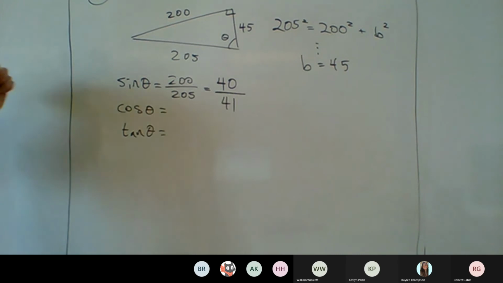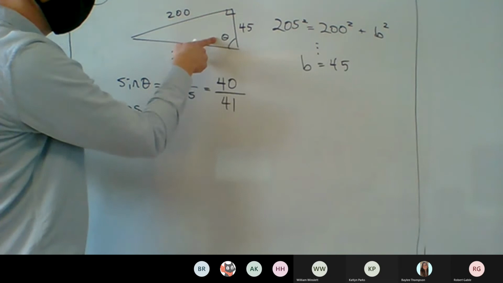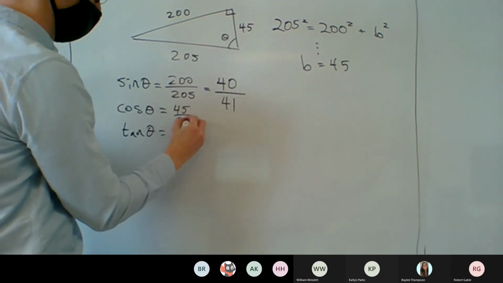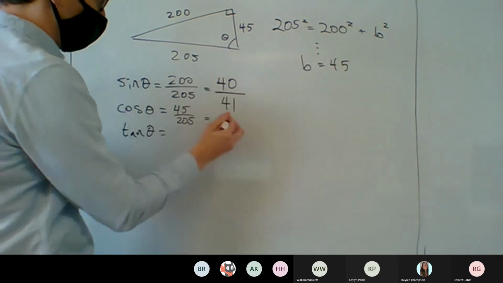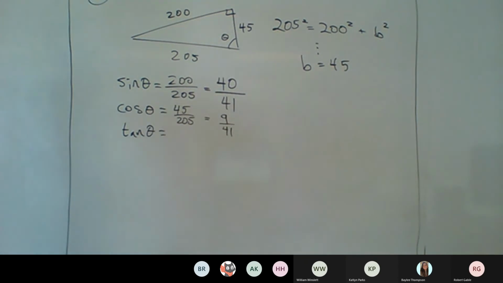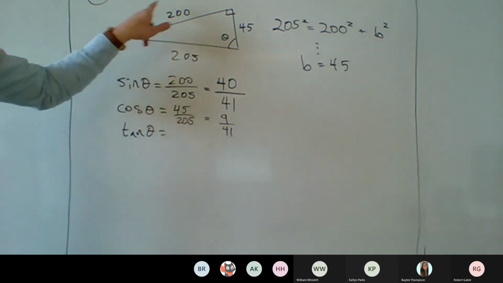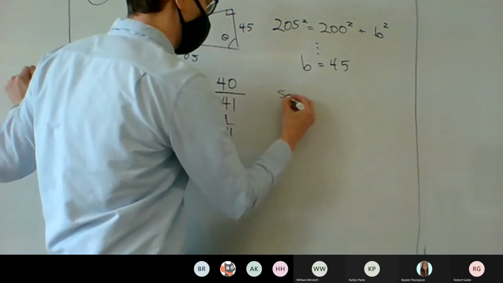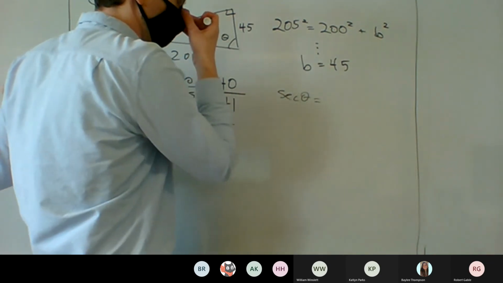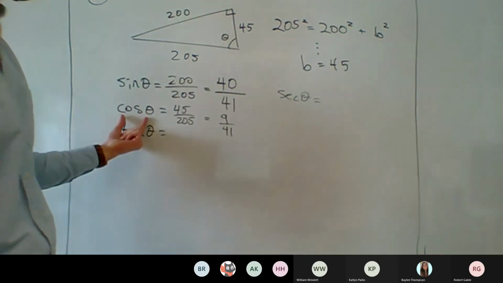Okay. Cosine of theta is going to be adjacent over hypotenuse. So 45 over 205. Again, you can pull a 5 out and you get 9 over 41. Okay, and this is what you would do for each trig function. So I'm not going to go through all of them, but tangent of theta would be opposite over adjacent. Secant of theta, remember, is hypotenuse over adjacent. It's the reciprocal of cosine, right?